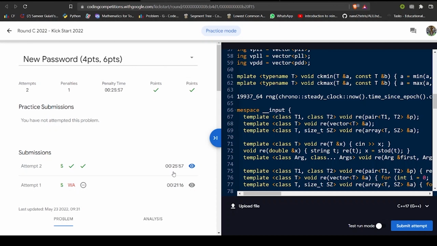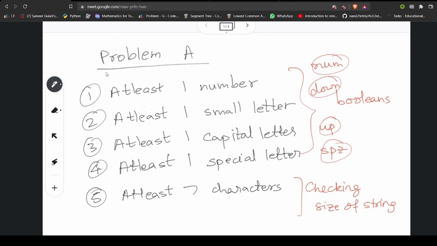So in problem A, we require a seven character password which satisfies the following requirements: that it should have at least one number, at least one small letter, at least one capital letter, at least one special letter, and at least seven characters. So some of the constraints might already be satisfied in the existing password that the user has set, or otherwise we might need to add some letters to satisfy all of these conditions.